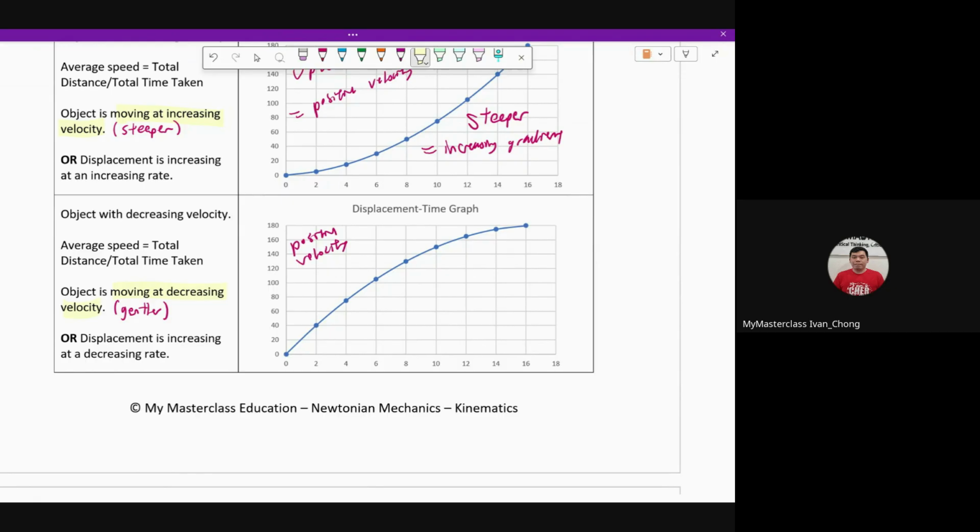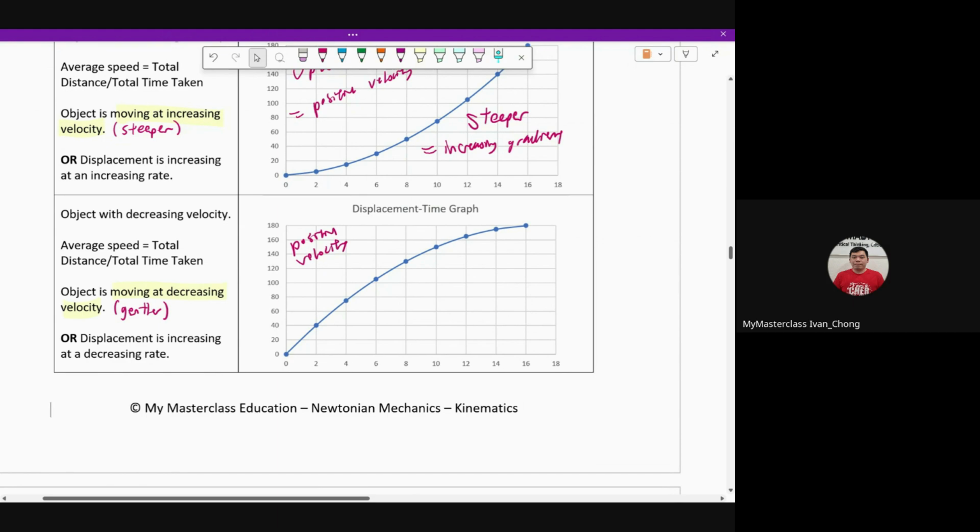So you are still moving forward because you can see your displacement is increasing, right? It's just that you are slowing down. So basically you are moving, but you slowly come to nearly a stop.